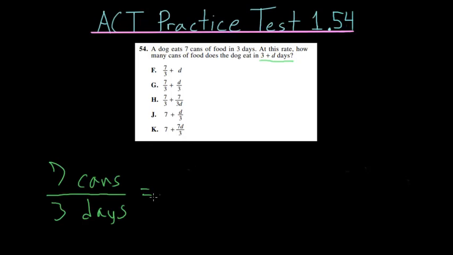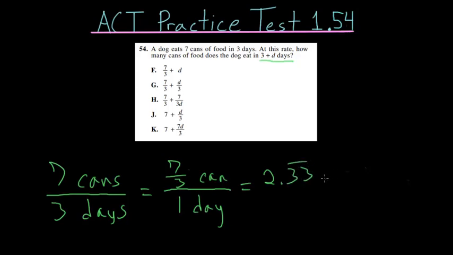So another way to look at this rate, if we want to change it to a unit rate, we want to know how many cans the dog can eat in 1 day. We can essentially just evaluate this fraction, or just move the fraction to the top. So the dog eats 7/3 of a can in 1 day. Or if you put this into the calculator, the dog eats 2.33 repeating cans in 1 day.